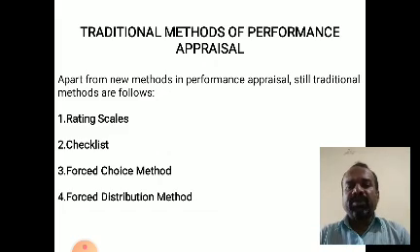And then the fourth one is the forced distribution method. This method of performance appraisal is based on the assumption that the employee's job performance conforms to the normal distribution curve, that is, a bell-shaped curve. Hence, the rater is compelled to put employees on each point on the scale. So it is seen that a cluster of the employees is placed at the highest point of the rating scale.